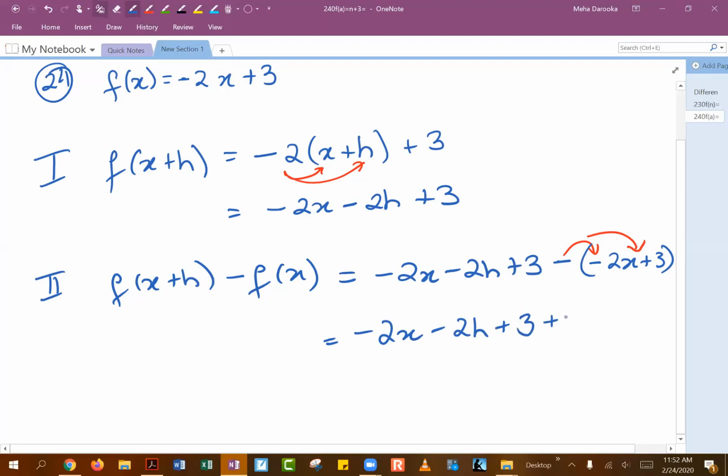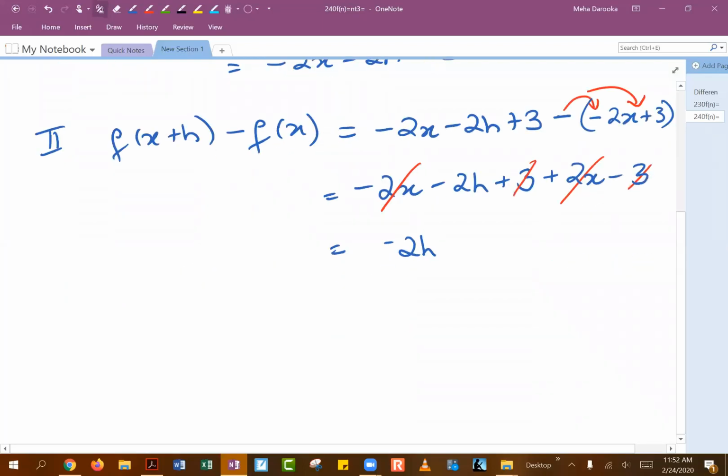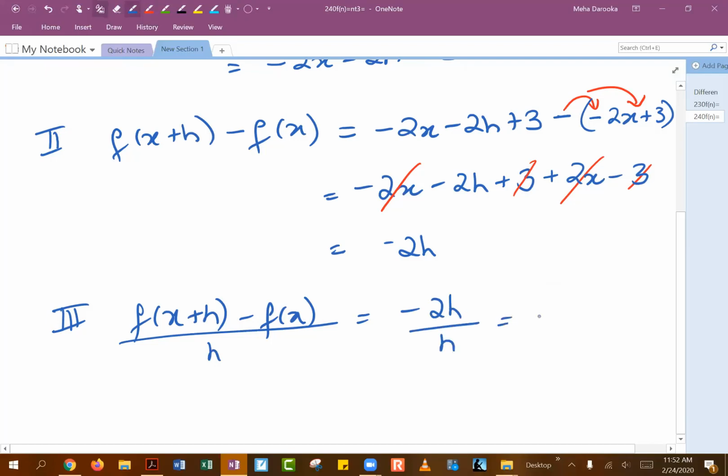Negative times negative will become positive. Positive times negative will become negative, which is what we want, so that we can cancel out the negative and positive 2x, the positive and negative 3, and what is it, just negative 2h? And remember, this is the step where I was telling you, you should have at least one h left behind in your remaining terms. And then the last part, divide by h. When we did the x plus h, yeah, we brought it in. Very nice.